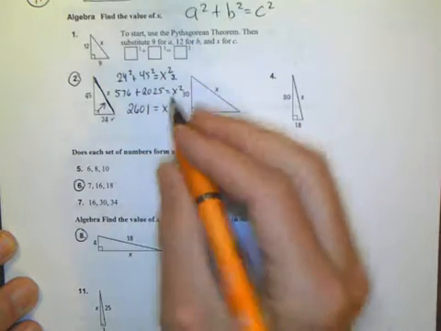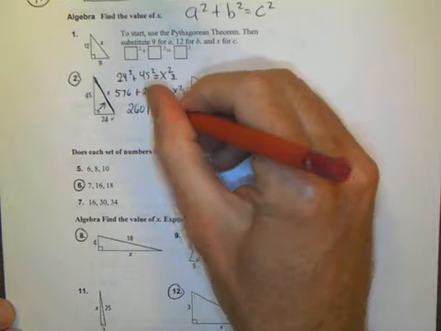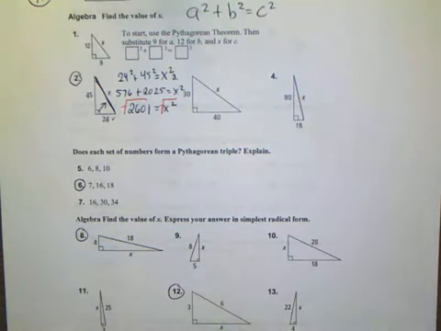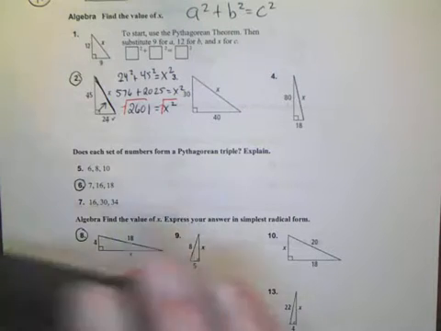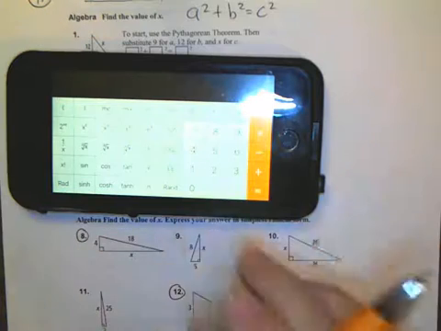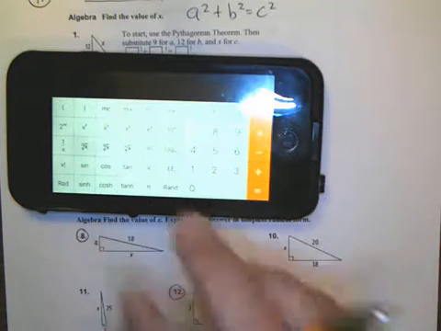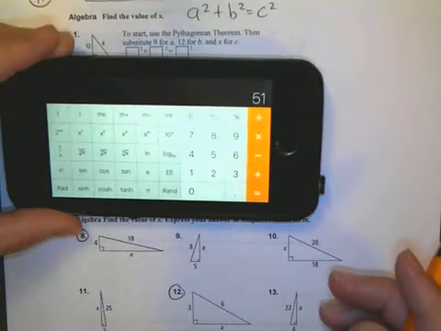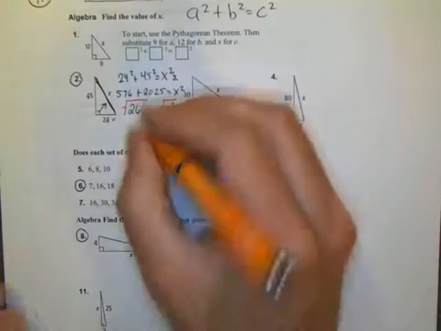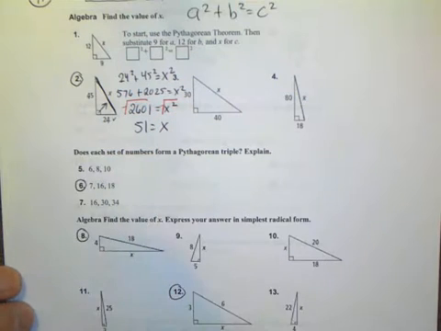To get the x by itself, what I'm going to want to do is take the square root of both sides. And so the square root of 2,601, I have no idea what it is. So I use my lovely phone. I'll type in 2601 and hit the square root button, and it says that it is 51. So x equals 51. And that's it for number 2.